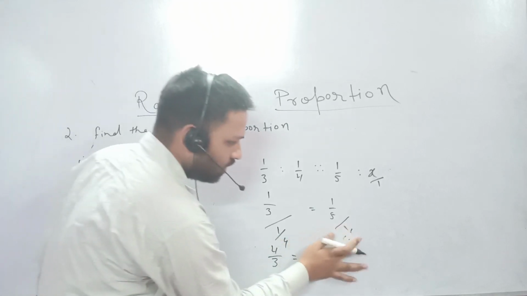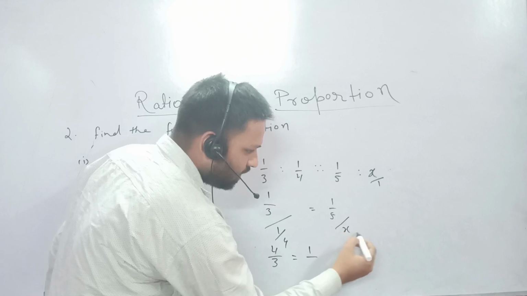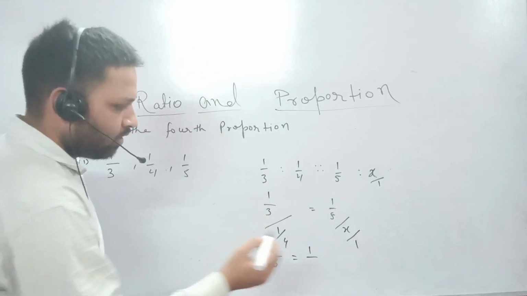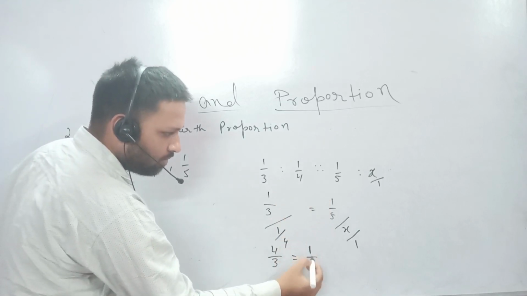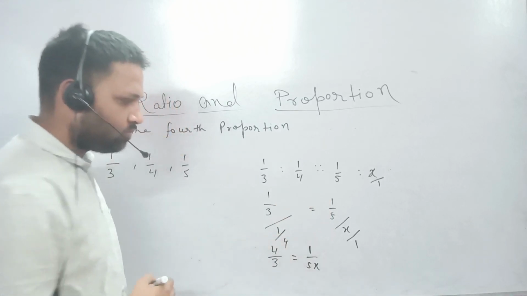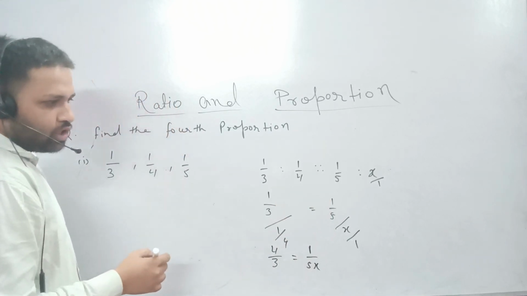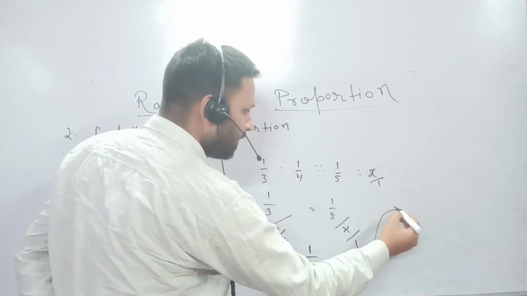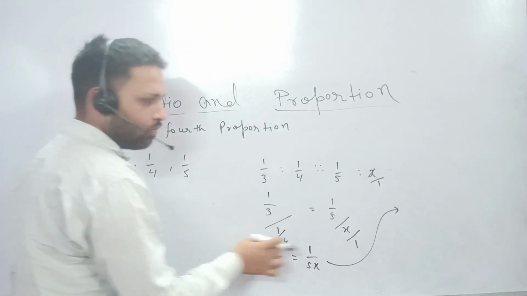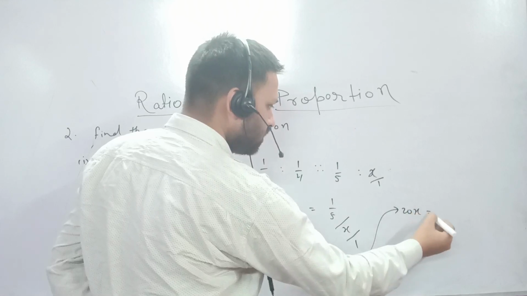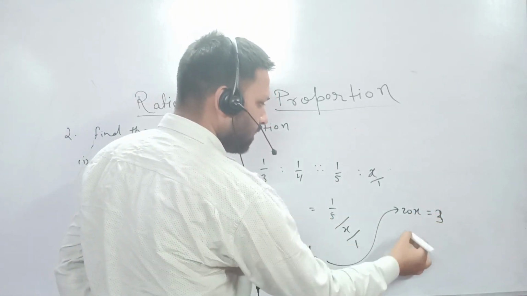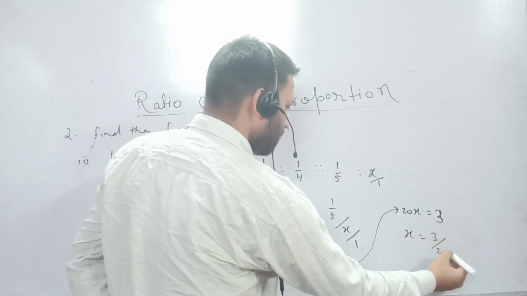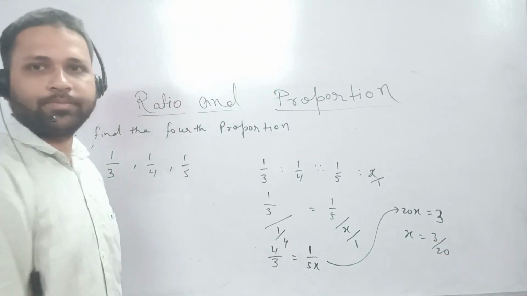Then you write x by 1. Now 1 goes to the numerator, 1 into 1, then 1 by 5x. You just cross multiply: 5 into 4, 20x, is equal to 3 into 1, which is 3. x is equal to 3 by 20. That is the fourth proportion.